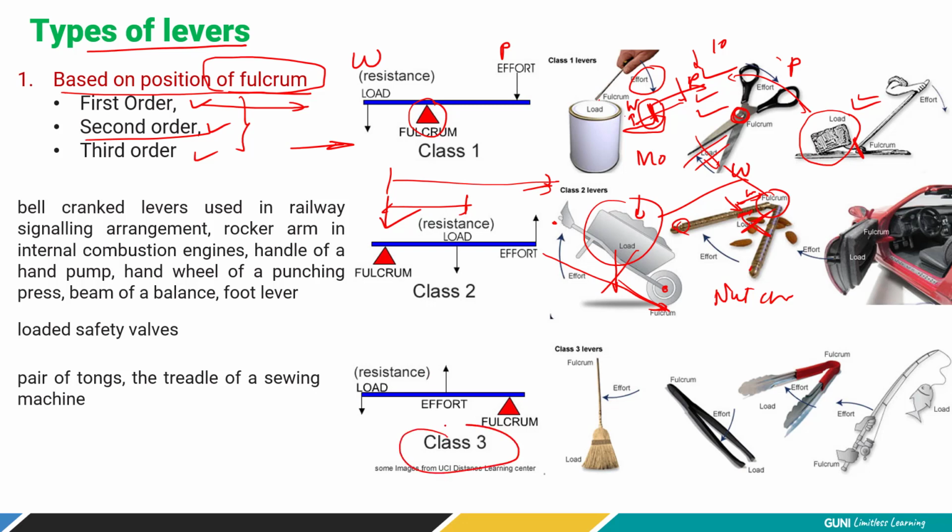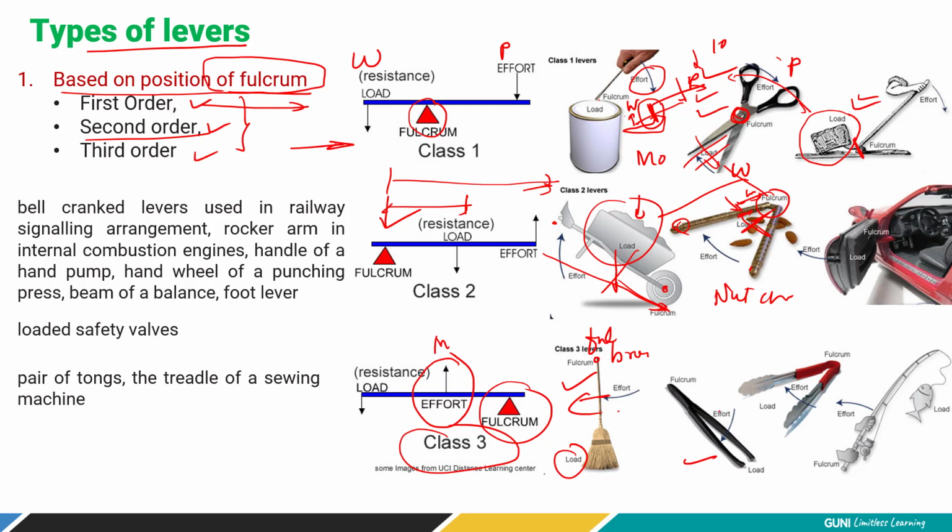And in class 3, the fulcrum is again on one side, but here the position changes. Instead of the load being in the middle, we put the effort in the middle, right? So what are the examples? Like this is a broom. Here the load is at one end, we are putting the effort over here, and the second hand with which we are gripping the broom works as the fulcrum.